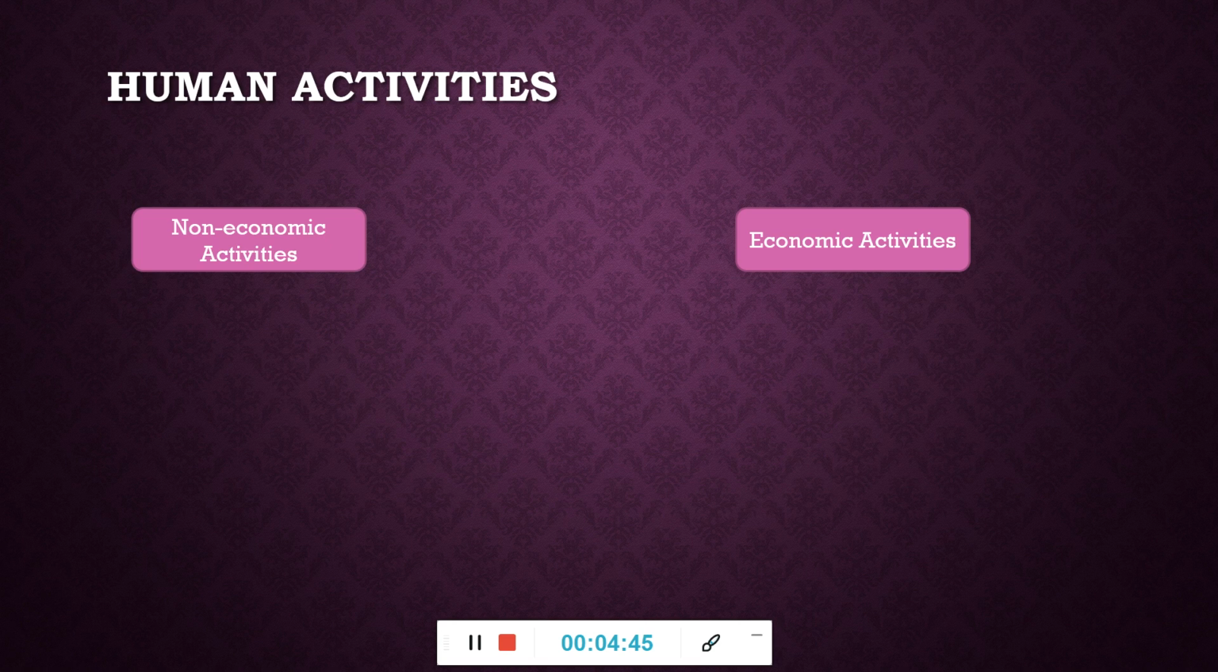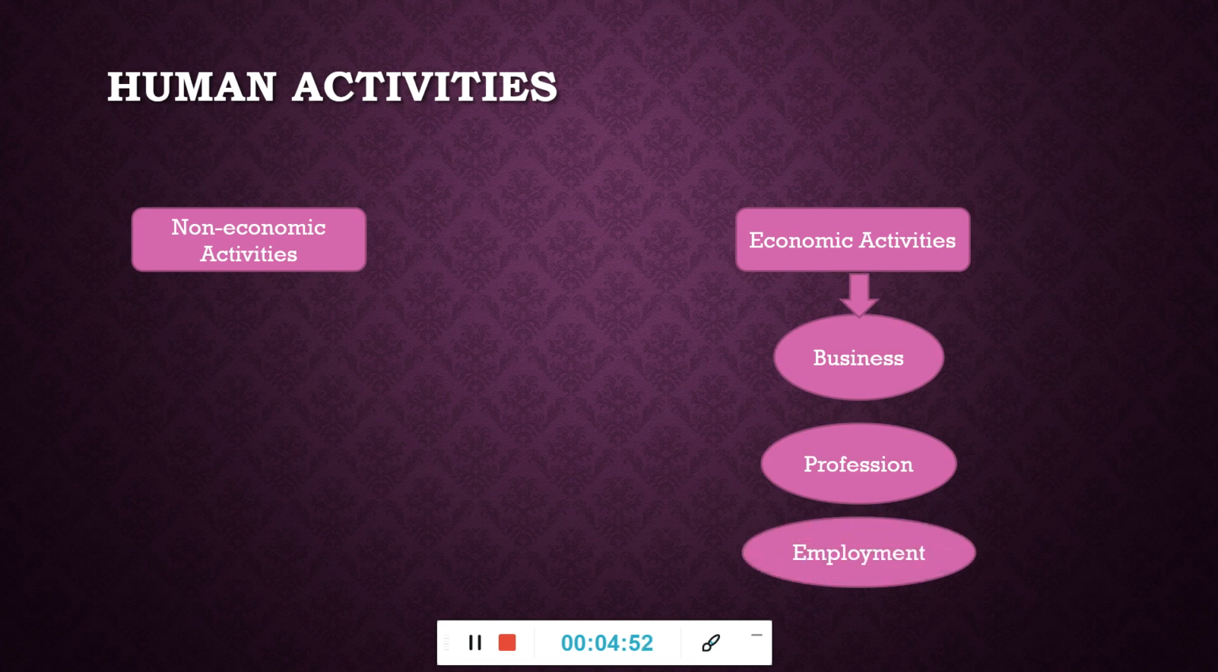These economic activities are divided into three parts, that is business, profession and employment. Got till this? We do not divide non-economic activities, but the economic activities are divided into three parts: business, profession, employment. Did you understand till here? Can I proceed to the next one? So this is your human activities. Now we will see human activities one by one.